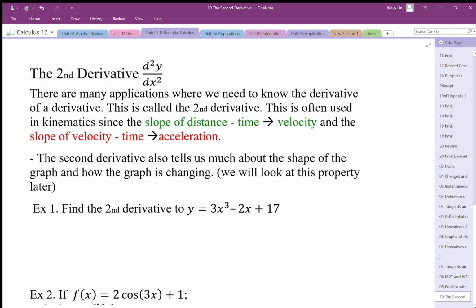So we're looking at the second derivative. The second derivative is basically the derivative of the derivative. So this is the second derivative notation. It's d squared y over dx squared. Now, this is actually squared here.